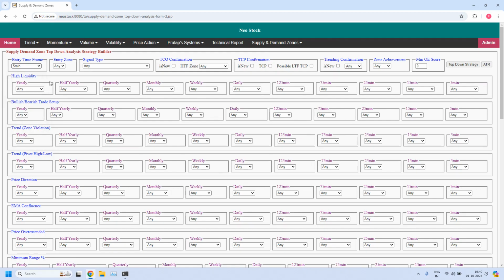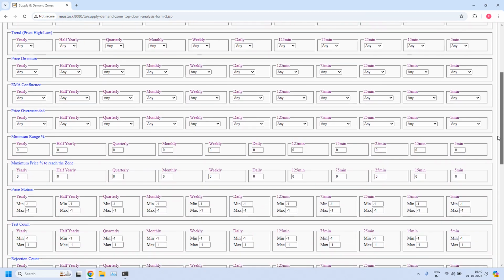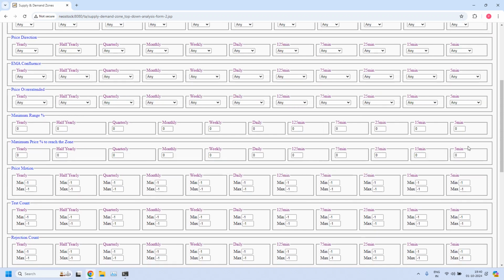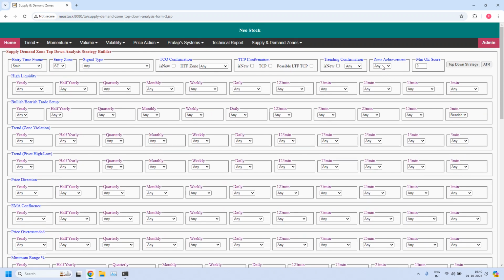So no issues. Next, let us look for a bearish trade setup for hourly income trade. Entry time frame is 5 minutes. Entry zone is supply zone. In bullish or bearish trade setup at 5 minutes, I am selecting bearish. And the 5 minute supply zone should not be pierced. So in the pierced count at 5 minutes time frame, I am setting minimum value 0, maximum value 0. Zone achievement is violated opposing zone. Minimum odds enhancing score is 12.